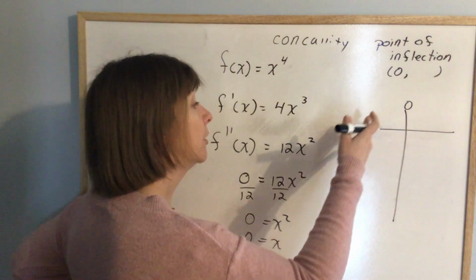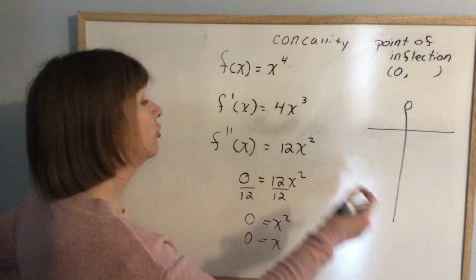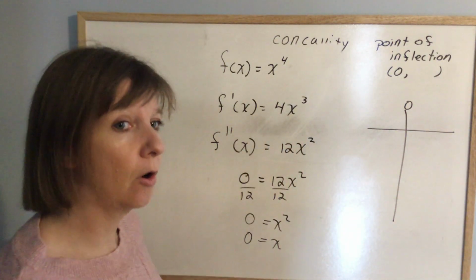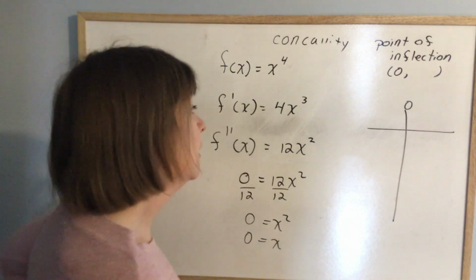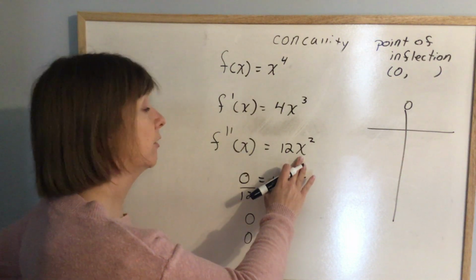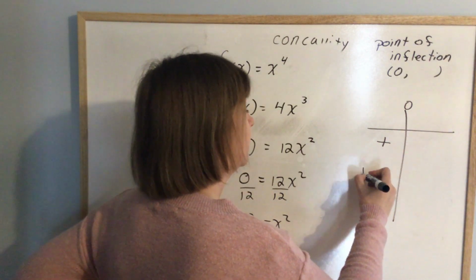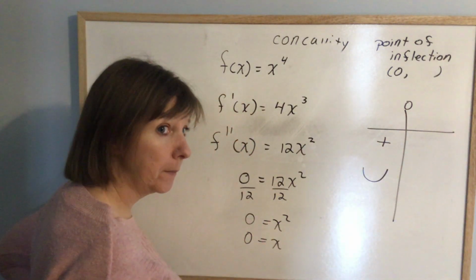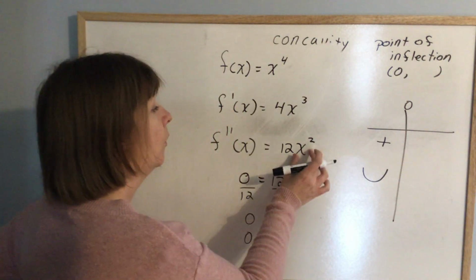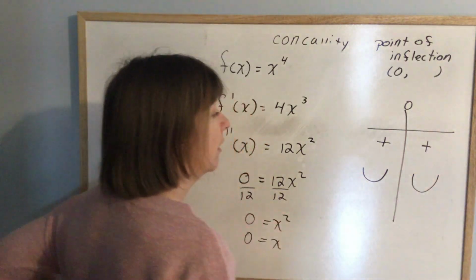So I'm going to pick a number less than 0, -1. I'm going to put it back into the second derivative, because when you're talking point of inflection, you're always looking at the second derivative. I'm going to see, do I get a positive answer or a negative answer? So -1 squared is 1, times 12 is 12. I get a positive answer, which means it's concave up. Then I'm going to pick a number after 0, like 1. 1 squared is 1, times 12 is still positive 12, so it's still concave up.